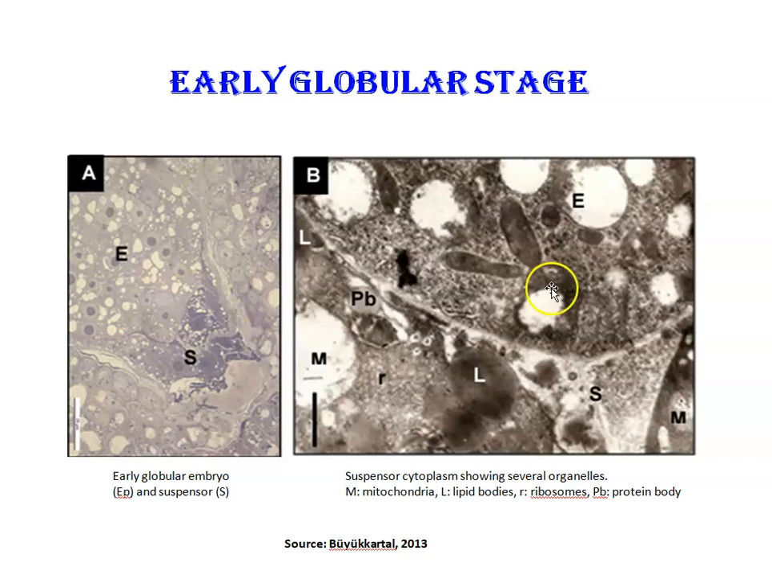The cytoplasm of the suspensor cell. This is the suspensor cell. So, the cytoplasm of the suspensor cell contains mitochondria. You can see here in this diagram, these are mitochondria. Then endoplasmic reticulum. Then ribosomes. These are ribosomes. Lipid bodies. You can see here, these are lipid bodies. Small protein bodies and vacuoles.